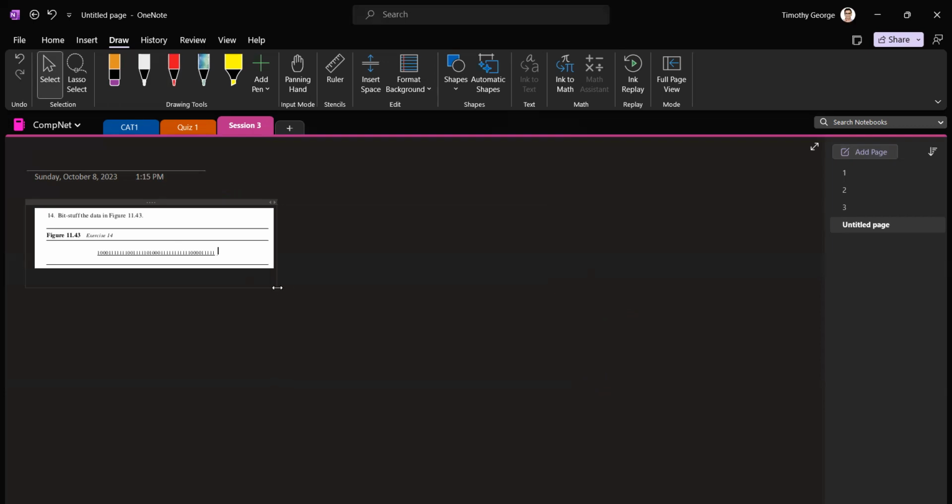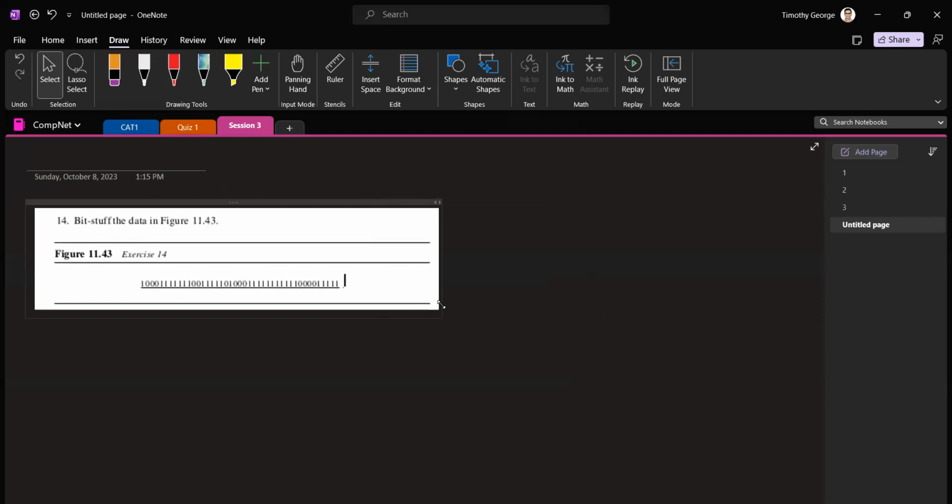Byte stuffing. Okay. The question is, they've given us a long string of binary. It's one long piece of data, and the question is to byte stuff the data, right?